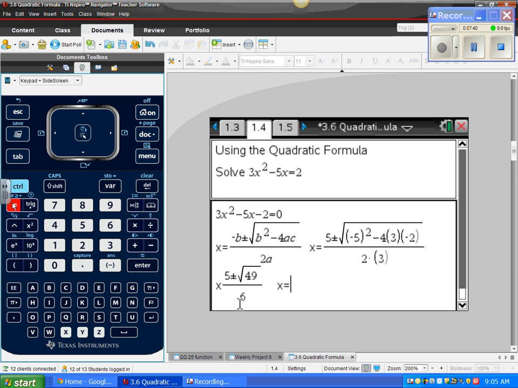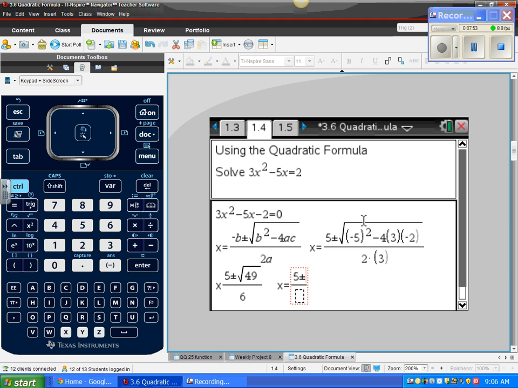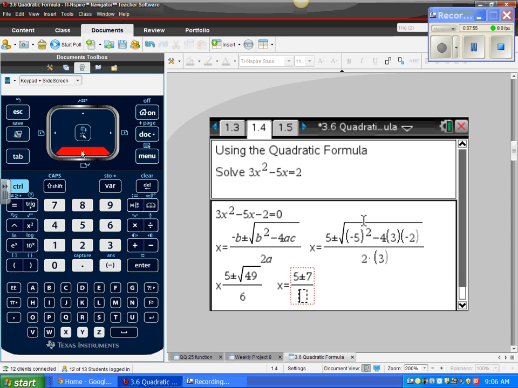You can't put a plus and minus. That's why I didn't put the whole thing in there, just the radicand. Okay, so what's the square root of 49? 7. Okay, so this breaks it down yet another step. We have 5 plus and minus 7 over 6.